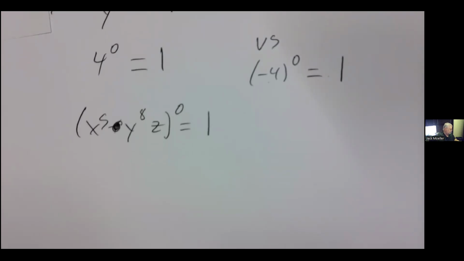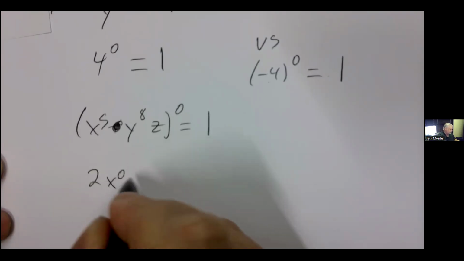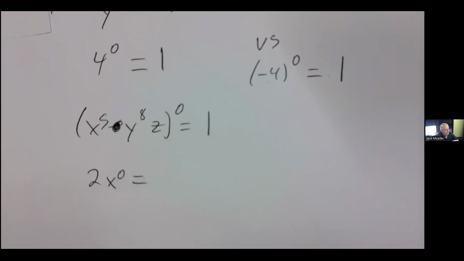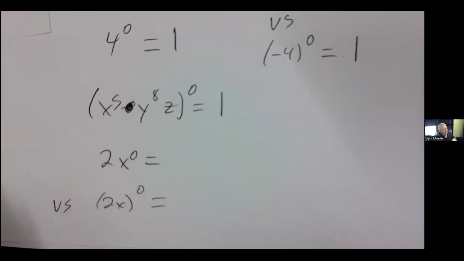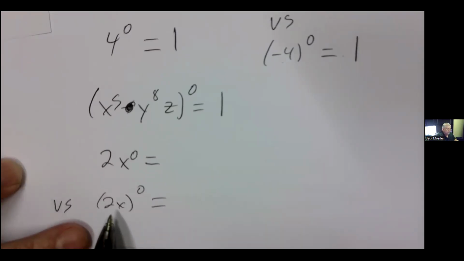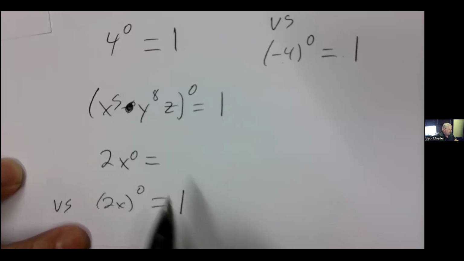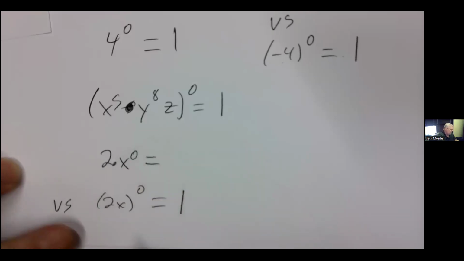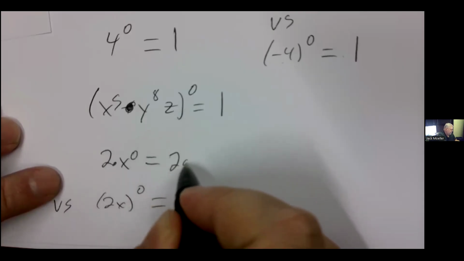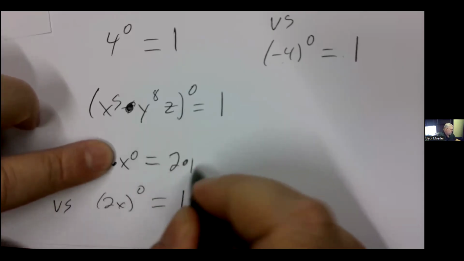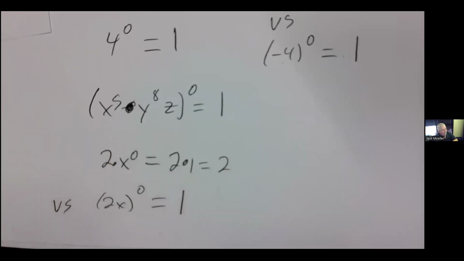Okay. What about 2x to the 0? And 2x with parentheses to the 0. Hopefully you're saying this is 1 because we have something to the 0 power. But what is this? Well, since 2 is not in parentheses, it's only x to the 0. So we have to do the exponents before multiplication. So we just bring along the 2. The x to the 0 is 1. And then 2 times 1 is 2.